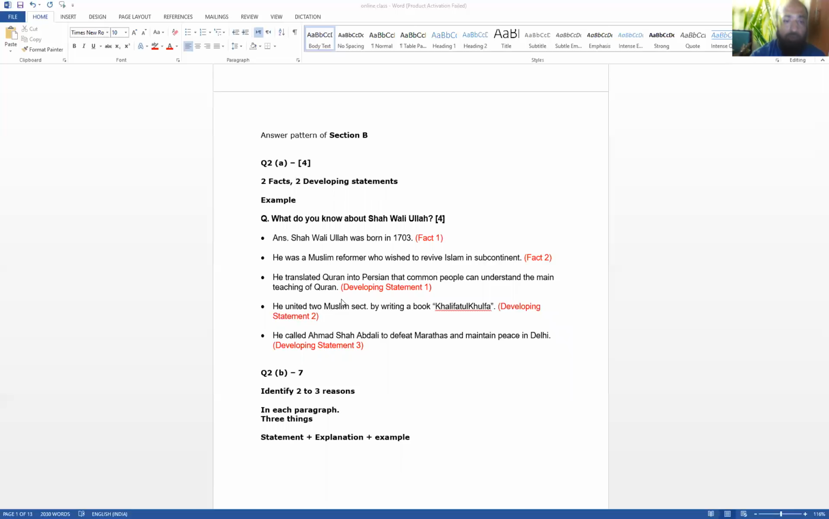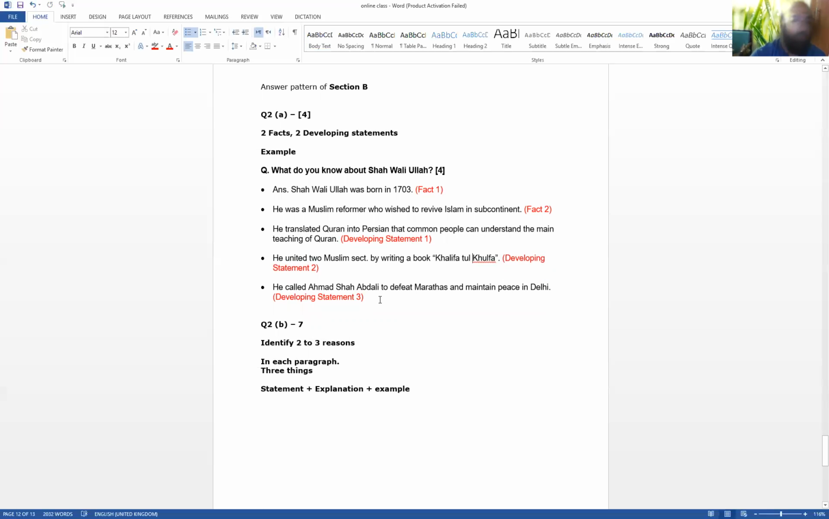Now, move towards developing statements. Here, he wrote about the 2 Muslim sects in his book Khalifatul Khulfa. By writing the statement, you have shown his work. You can score 1 more mark. Another thing, he translated the Quran into Persian. That can do what? That can help people understand the main teaching of Islam. Side by side, I've added one more point: he called Ahmad Shah Abdali to defeat the Marathas here.